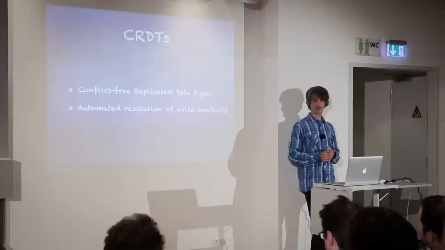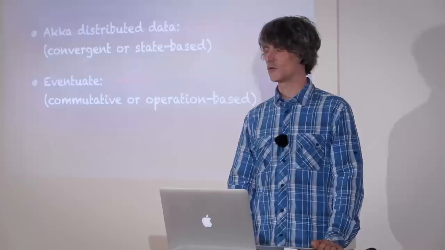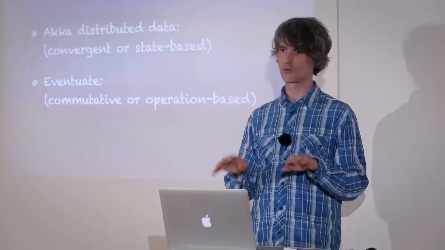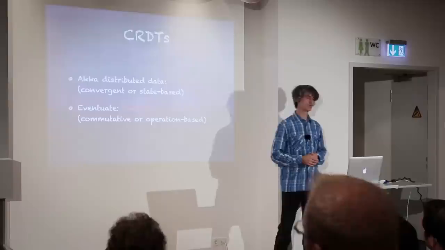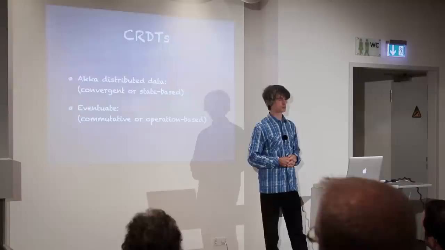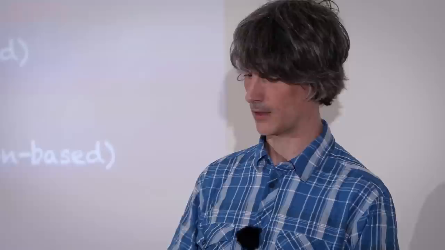So there are two forms of CRDTs that are equivalent. These two forms can be emulated by each other, but they are different from a systems perspective. Akka Distributed Data provides so-called convergent or state-based CRDTs, and Eventuate provides so-called commutative or operation-based CRDTs, abbreviated as CmRDTs. So on a very high level, what is the difference between these two?